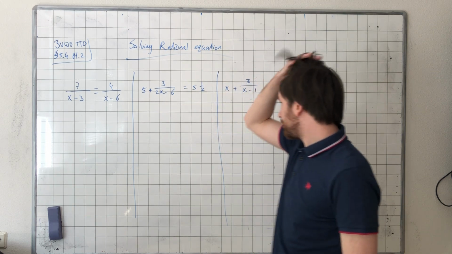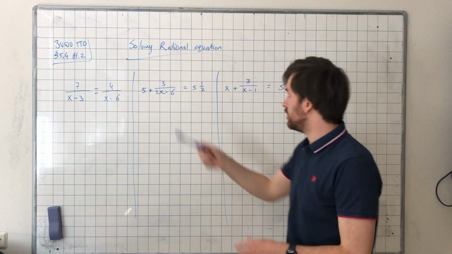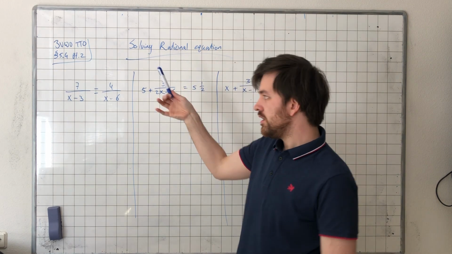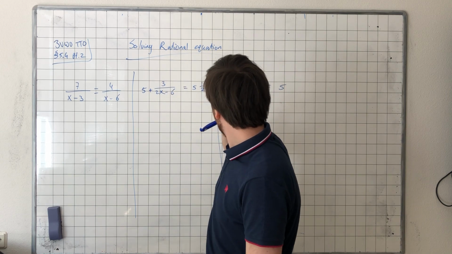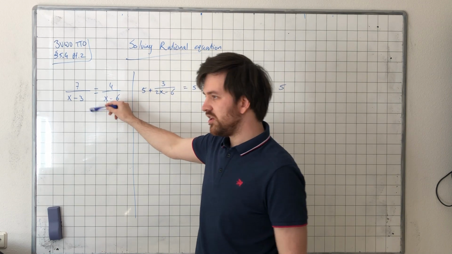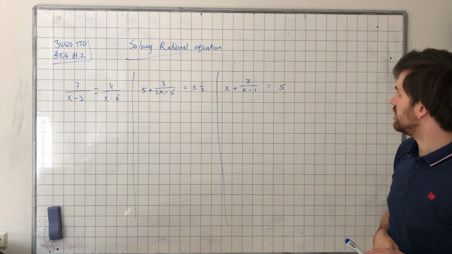Anyway, in this video I'm going to give you some examples of solving rational equations. As you can see, those are equations in which there are ratios. This one is the easiest one, a harder one, and the hardest one that is in this video.